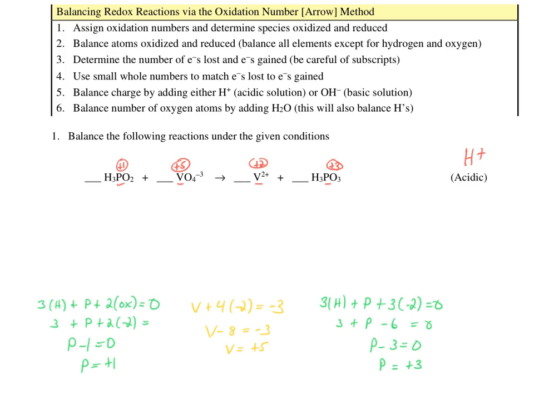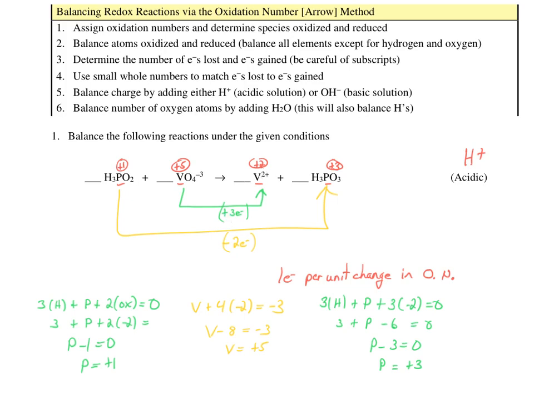Looking at the elements changing in oxidation state, one phosphorus, one vanadium, one vanadium. We're done. We can go on to worrying about electrons. All right, remember the rule: 1 electron per unit change in oxidation number. Phosphorus being oxidized from +1 to +3. That's a change of 2 units, and therefore we see there's 2 electrons involved. Vanadium's being reduced by 3 units, +5 down to +2. That means it's gaining 3 electrons.